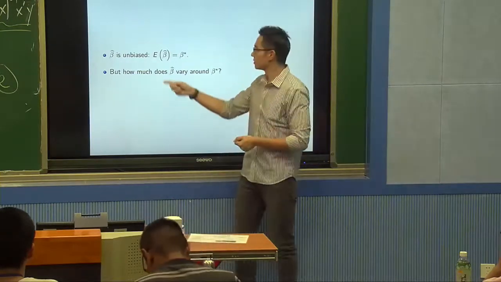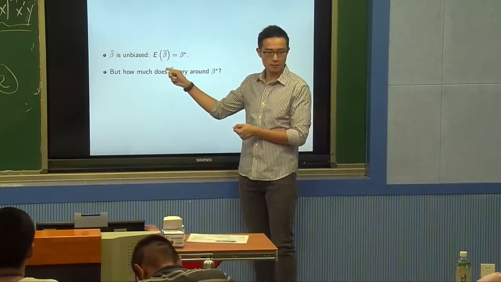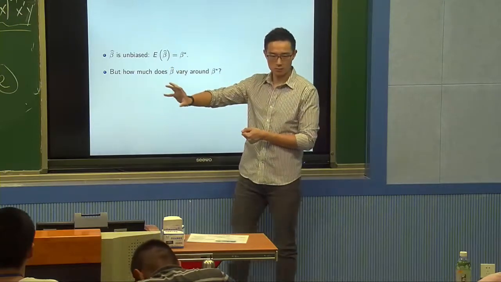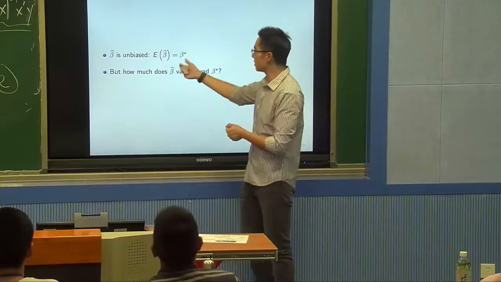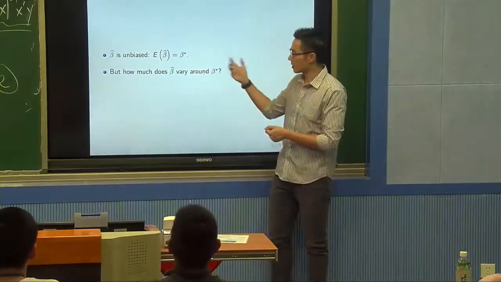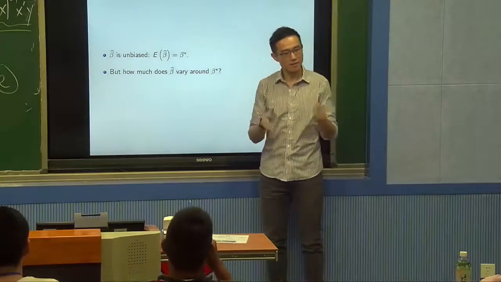On average, it is this E[beta hat], right? So if I draw numerous data sets from the same underlying population, and I calculate the averaged beta hat, it should give me beta star. So that's what's unbiased to me. But bias is not the only concern.